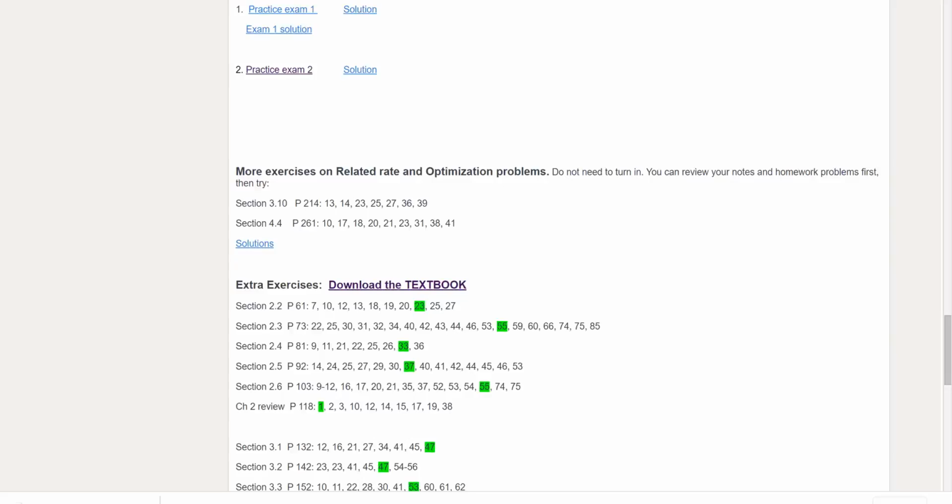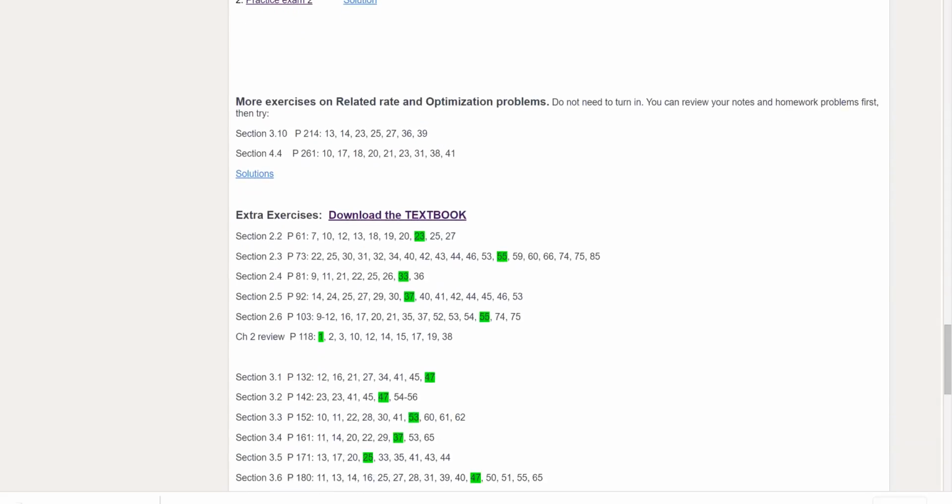And remember, section 3.10, the application problems on related rates, is very challenging. So here are more exercises from your textbook. I hope you can work on these problems. The solution of section 3.10 is also here. So work on those problems first and then check out the solution.